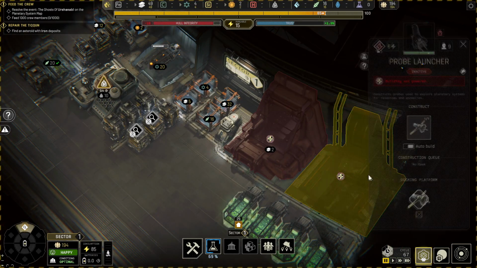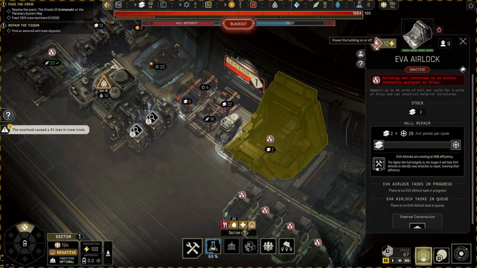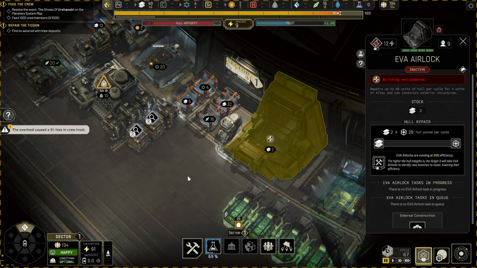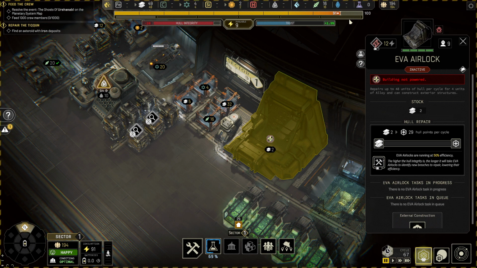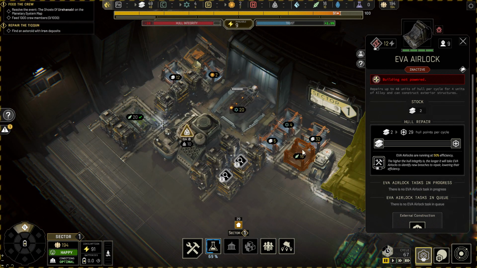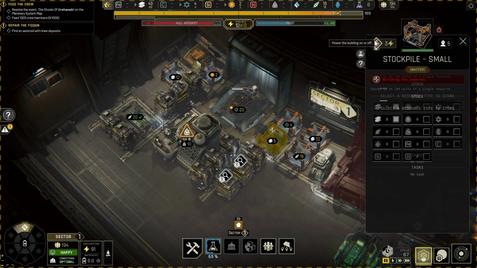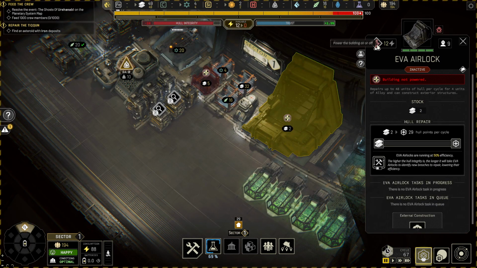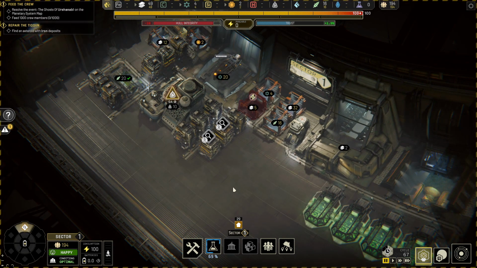So, with that in mind, I'm going to turn back on the probe launcher. I also need to turn back on the EVA airlock. Whoops, never mind, turn that one off. How much power? Well, that's ironic. I just need to find another 3 power. So I'm going to turn this one off. That'll do it. And just enough power for that, so that'll be fine.